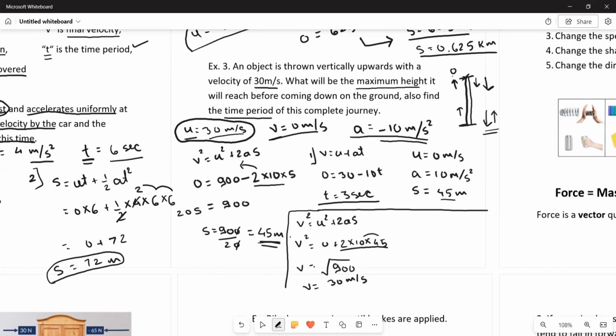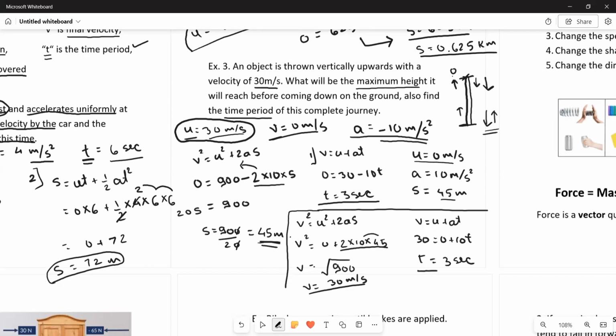From here we got the value of v, and we know that our first equation is v equals to u plus at. Now we have got the value of v, that is 30. We know the value of u, that is 0 meters per second, plus the value of a is 10, and now we need to calculate the value of t. By simplifying this equation, we get the value of t as 3 seconds.